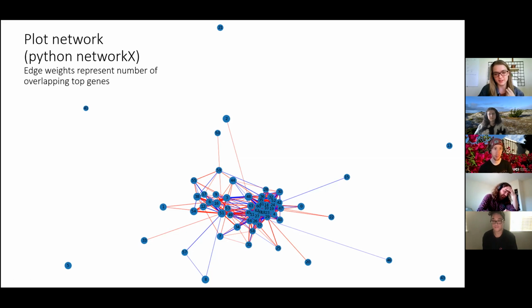Yeah, so you can kind of ignore the colors because I'm still trying to figure out what the positive and negative weights can mean, or if they do mean anything.